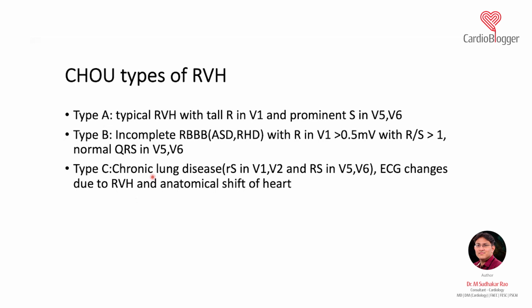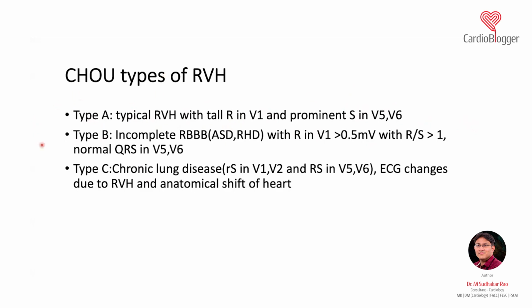So till now we were discussing the very typical form of RVH, which is due to pulmonary artery hypertension, in all diseases like mitral stenosis or MR which cause PH, or primary pulmonary hypertension, or any cause of pulmonary artery hypertension which puts a strain on the RV and causes RVH. That is the typical form, type A, where you get a tall R in V1 or a QR wave suggesting right atrial enlargement, and a prominent S in V5, V6. So the typical form is seen in typical forms of PH, in any valvular heart disease or Eisenmenger syndrome.